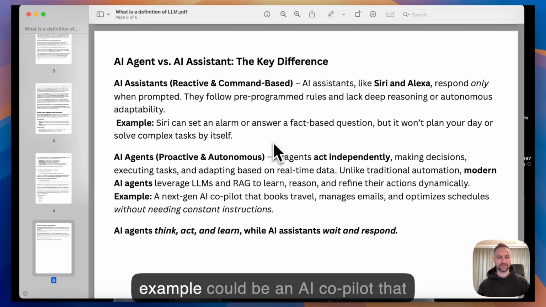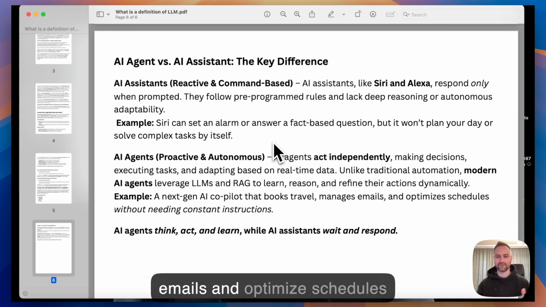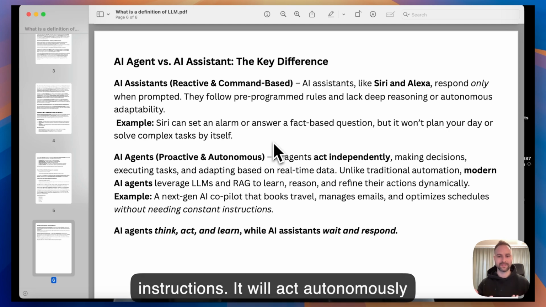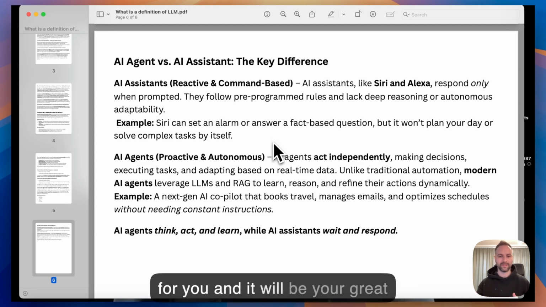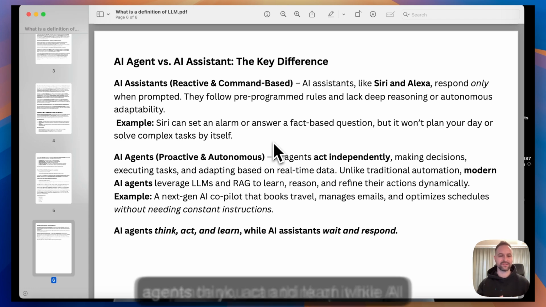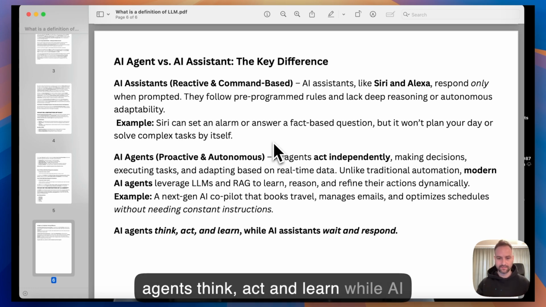So an example could be an AI co-pilot that, for example, books travel, manages emails, and optimizes schedules without needing constant instructions. It will act autonomously for you, and it will be your great assistant in multiple ways. So in general, when I put it into one sentence, you can think of it like this: AI agents think, act, and learn, while AI assistants wait and respond.